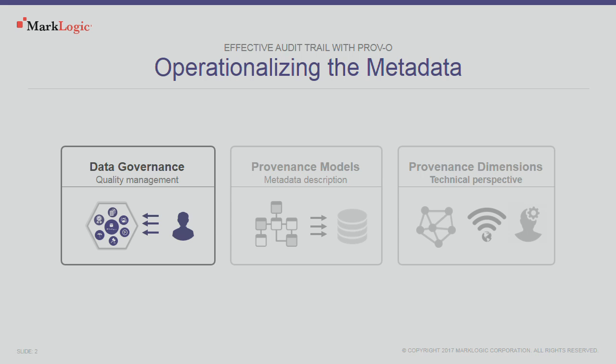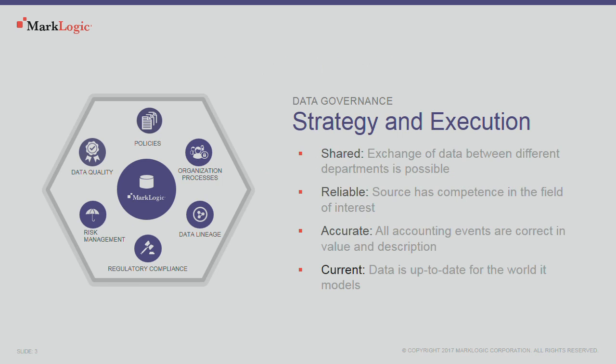We'll start this out by looking at 3 different dimensions of provenance. I'll talk a little bit about the data governance aspect of things. I'll get into a little bit of light modeling. We'll actually get into some of the details, but we won't get into it too heavily. And then talk a little bit about usage and how you manage provenance data.